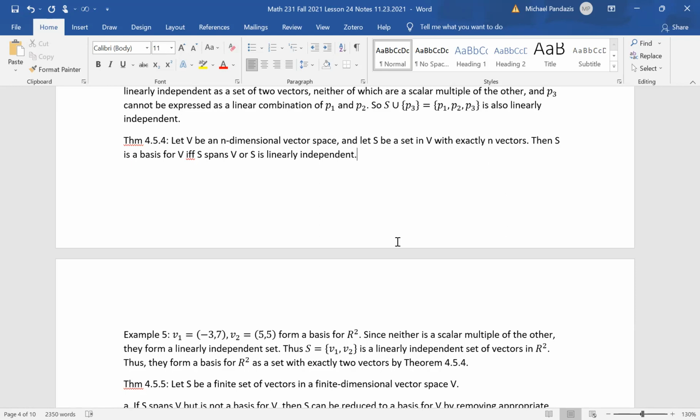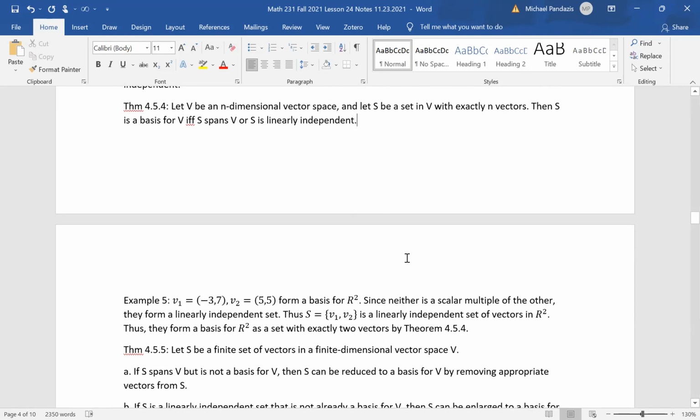Okay, this is only for the special case where your set S has the same number of vectors as the dimension of the vector space that you want to know whether or not there's a basis for. And so that shortens the proof of showing a set is a basis for a vector space if you know its number of vectors is the same as the dimension of the vector space.